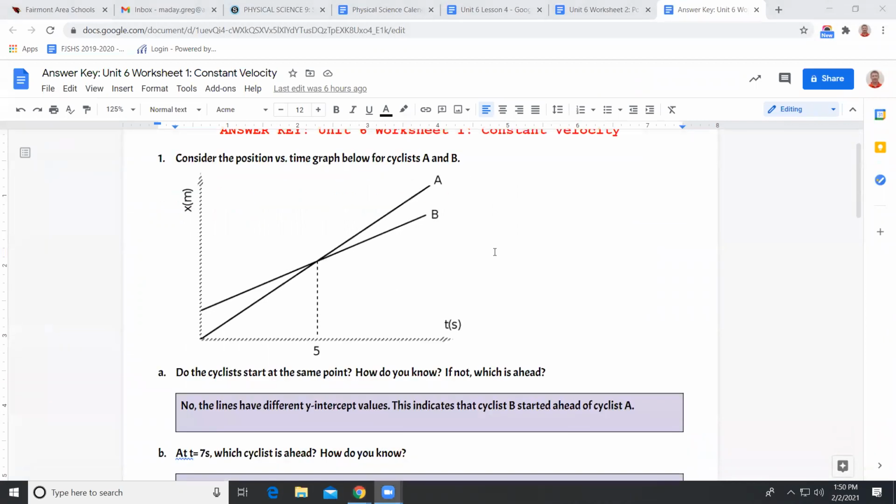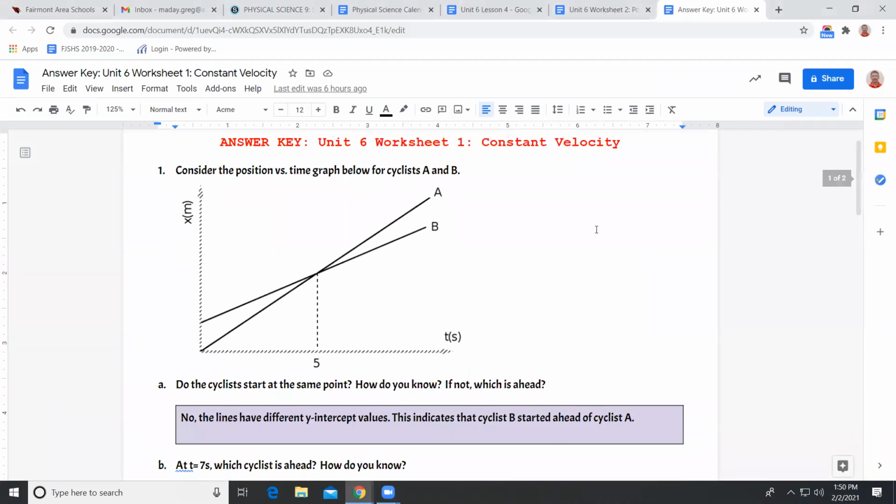Okay. So looking at number 1, number 1 is referring to the first graph here. It says, consider the position versus time graph below for cyclists A and B. So we're just looking at 2 different cyclists. So A says, do the cyclists start at the same point? How do you know? And then if not, which is ahead?